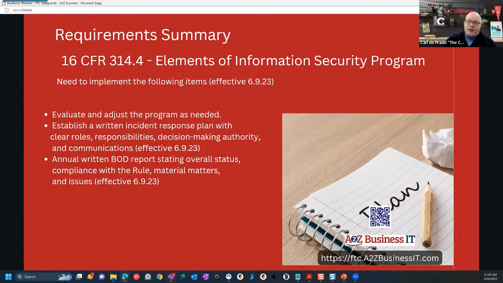So we've talked about that. You also want to have, depending on the size of your company, if you're public or even a corporation, a meeting with the board of directors that overall states the compliances and the rules and the materials and everything that's gone on. That's going to be done annually, by your designated individual.